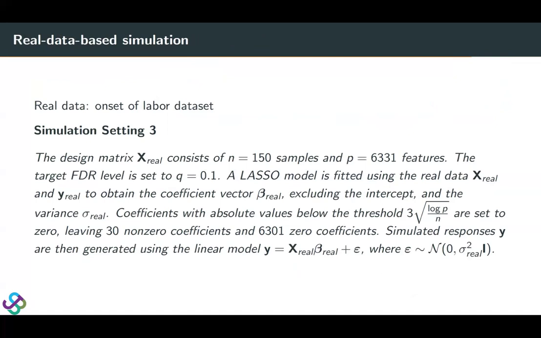Finally, our simulation setting will involve the real data we first introduced. The real data has a small sample size and large P. So what we did is use lasso to obtain the coefficient estimate, using that as the true coefficient. And we also set the coefficients below a signal threshold to 0. So we have many zeros and a small number of 30 non-zero coefficients. The error variance is estimated from real data. Then we use the error variance and the beta to generate Y from a linear model, and the design matrix is from the real data.